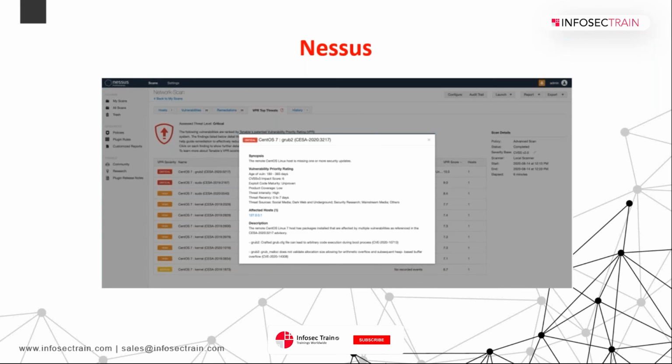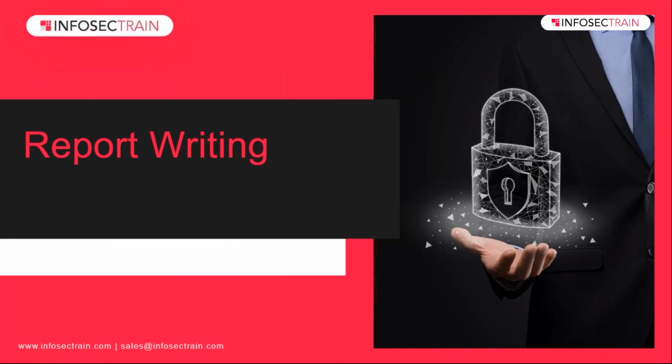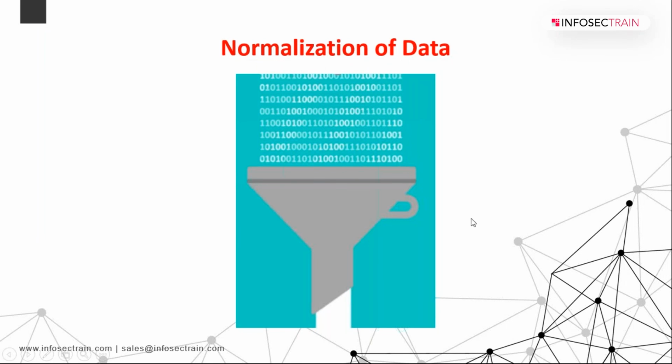So what we have to do is the last part, which is report writing, correct? Any guesses, what do we do in report writing? Report the vulnerabilities, which tools we used, all the things we found, which vulnerabilities were found, and report to the authorized person. Right? So moving on, the next thing is normalization of data. What do you understand by normalization of data? It is all the data which you discovered.